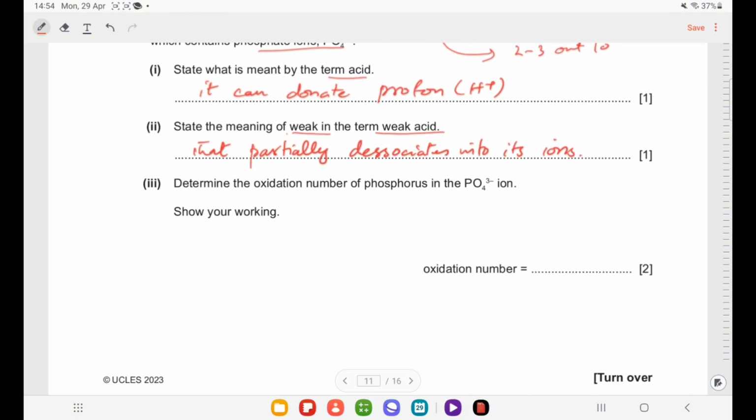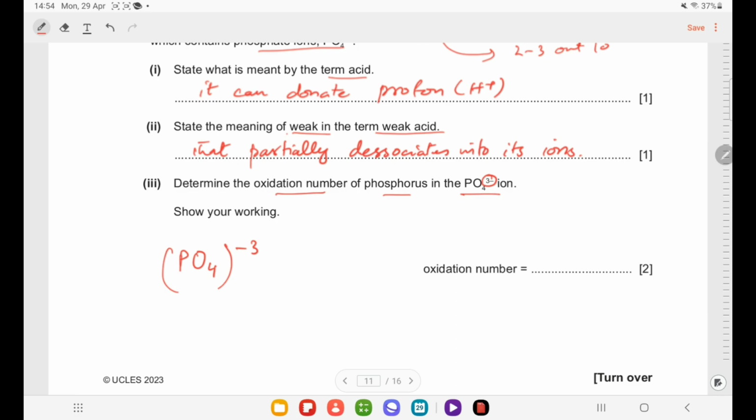The next part says determine the oxidation number of the phosphorus in the phosphate ion. It's very easy to find the oxidation number of any element in a group, as we can see the whole phosphate group carries a -3 charge. So we're gonna write it like this, -3. Let's start assigning the oxidation number of oxygen in this group.